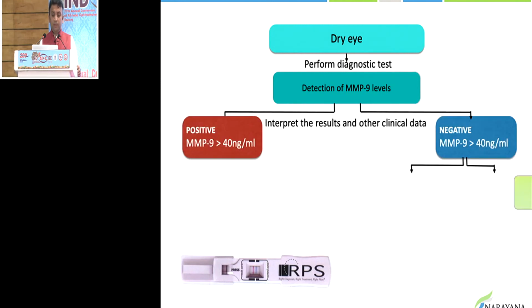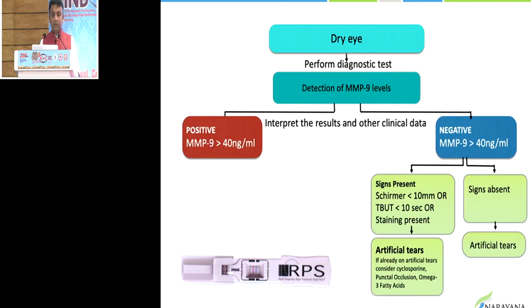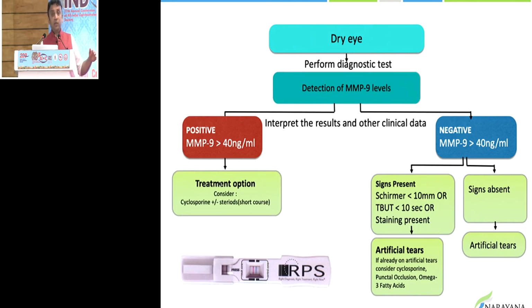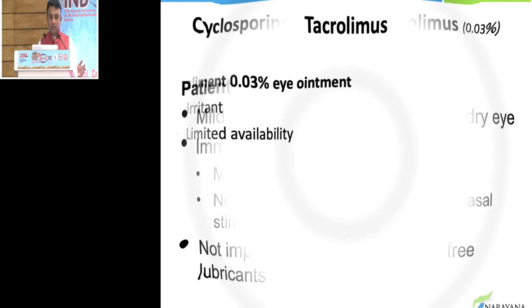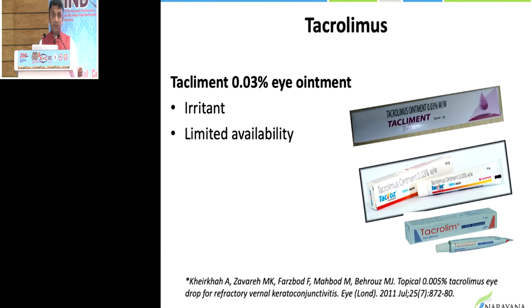Well, it can certainly help. When you do an MMP9 test and find it positive, that means significant inflammatory mediators are there on the surface. In these cases, you can certainly use anti-inflammatory molecules like topical steroid initially, and then cyclosporin and tacrolimus. Where do they help? Well, in mild to moderate cases and not burnt-out cases. If you want to give any of these, you must give them in mild to moderate cases, and do not wait for advanced dry eye. They do not help then.